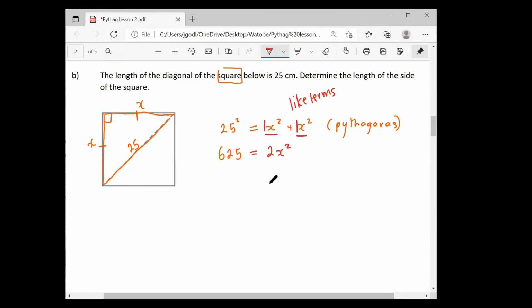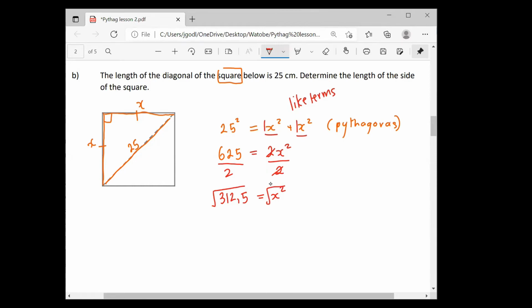So the next step from here, we're going to divide both sides by 2. So that 2 goes away. And 625 divided by 2 gives us 312.5, and that is equal to x squared. And so if I'm wanting x to be alone, I'm going to need to square root both sides.